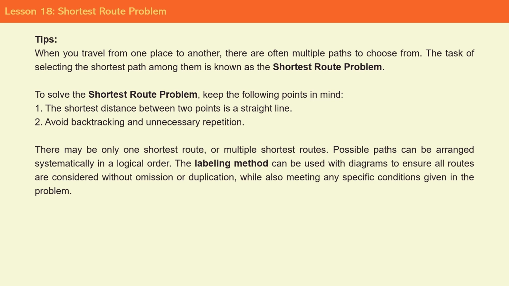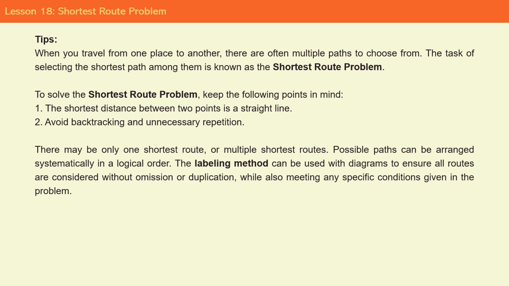When you travel from one place to another, there are often multiple paths to choose from. The task of selecting the shortest path among them is known as the shortest route problem. To solve the shortest route problem, keep the following points in mind. First, the shortest distance between 2 points is a straight line. Second, avoid backtracking and unnecessary repetition.